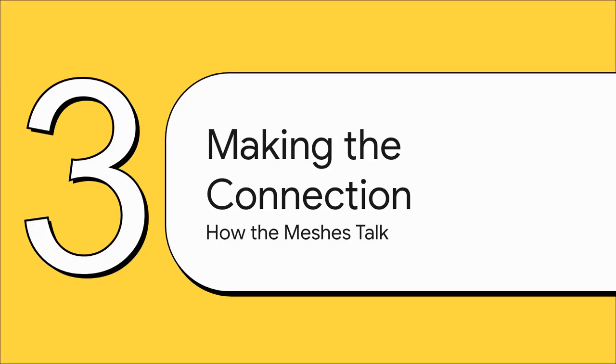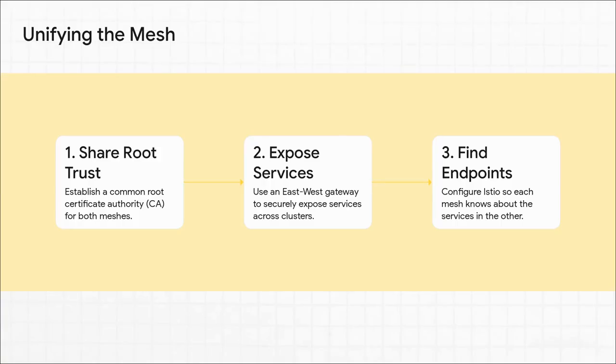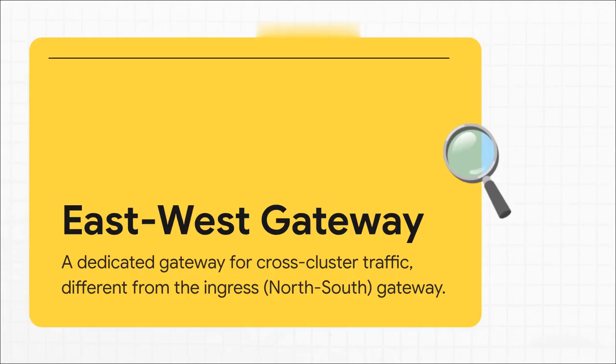How do we get two isolated, independent service meshes to act like a single unified fabric for our application? Let's break down how it works. It really just boils down to three core steps. First, you handle trust. You give them a common certificate authority so they can prove their identities to each other. Second, you manage access. You use a special gateway to let services talk between the clusters. And finally, you enable discovery, so each mesh knows exactly what services are available in the other one and how to reach them.